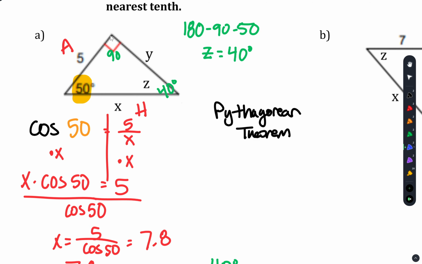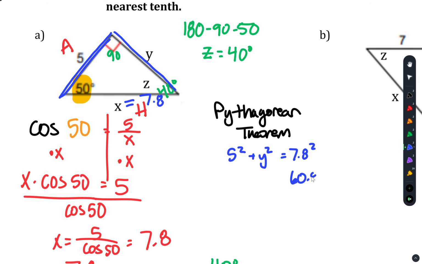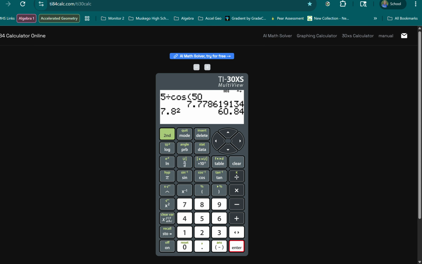Okay, so come back with me here. I've got a, I have b, and then I just said that this x was 7.8. That's c squared. So this is 5 squared plus y squared equals 7.8 squared. Do a little bit of math with me. 7.8 squared is 60.84. 60.84 minus 25. There we go. 35.84.